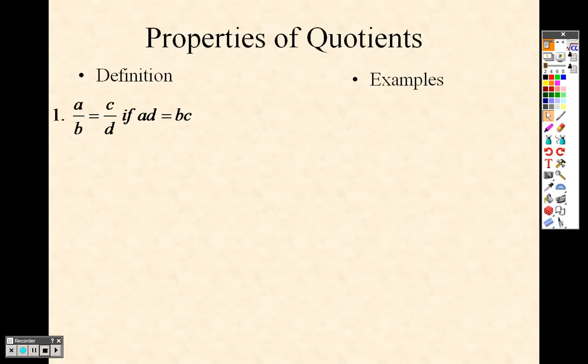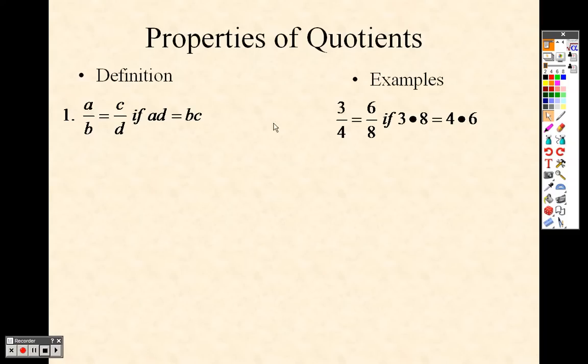Properties of quotients now. A over b equals c over d if AD equals BC. Basically, this is discussing what you did a long time ago, multiplying with cross multiplication. That's really all that is. Okay, those two are equal with cross multiplication. And notice, 3 times 8 is 24. 4 times 6 is 24. That's how you know that they're equal.